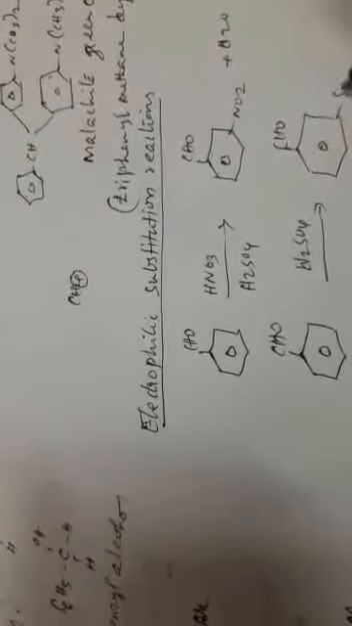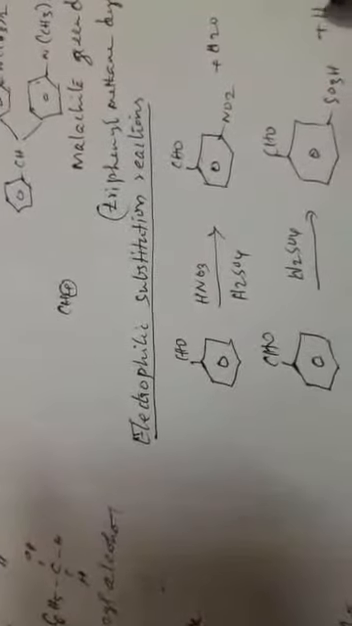Second reaction, sulfonation. Sulfonation means which one is added? SO3H will be added, with concentrated sulfuric acid. In the meta position SO3H is added, plus H2O. Third one, chlorination. Ferric chloride with chlorine. Meta position Cl added, plus HCl.